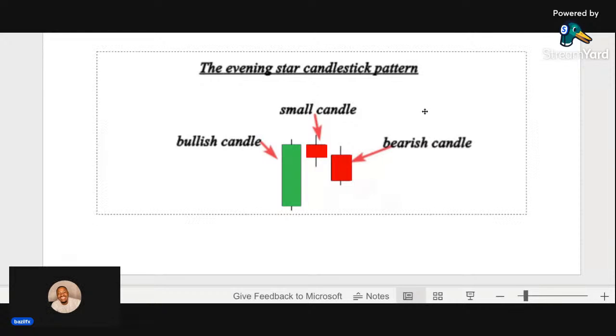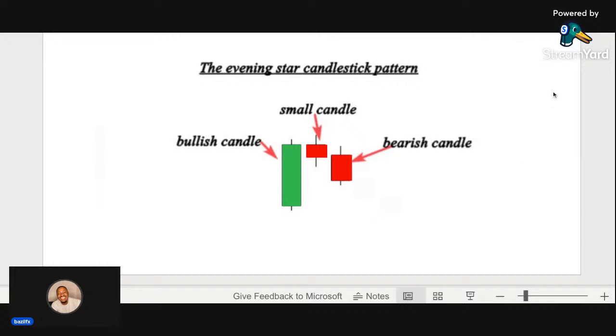So this is our evening star pattern. The evening star pattern is a reversal candle pattern to the downside. This is the opposite of the morning star. It consists of a big bullish candle, which represents more buying pressure. Then this small one represents less selling pressure. We said it can be bullish or bearish, so it represents mostly indecision. This third candle is the one that tells us price is going to go that way.